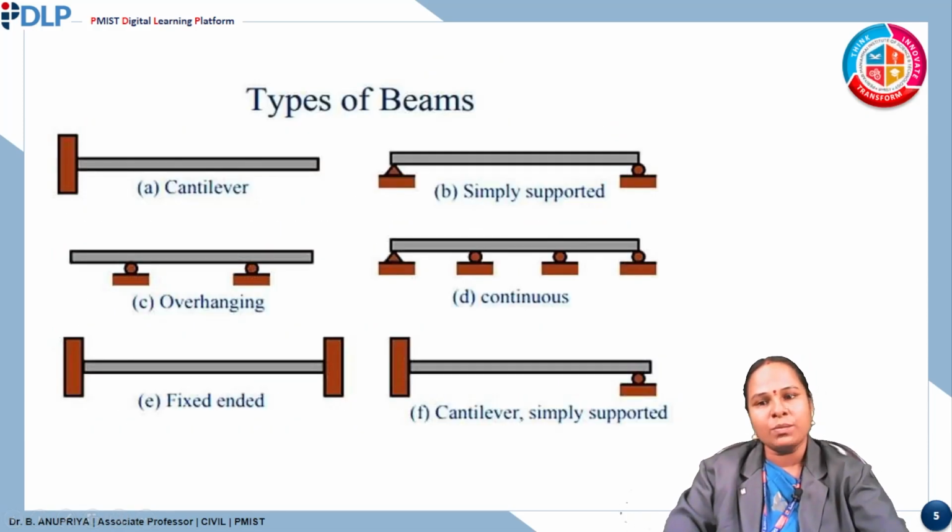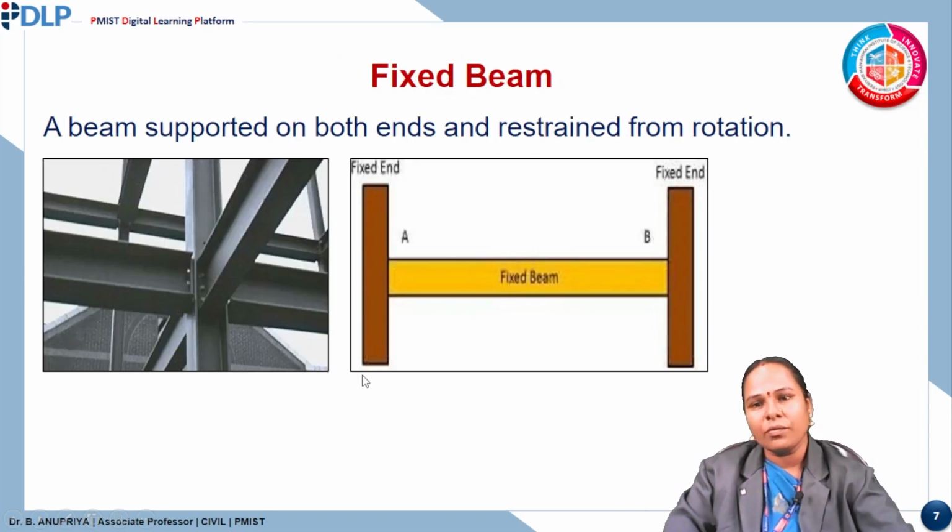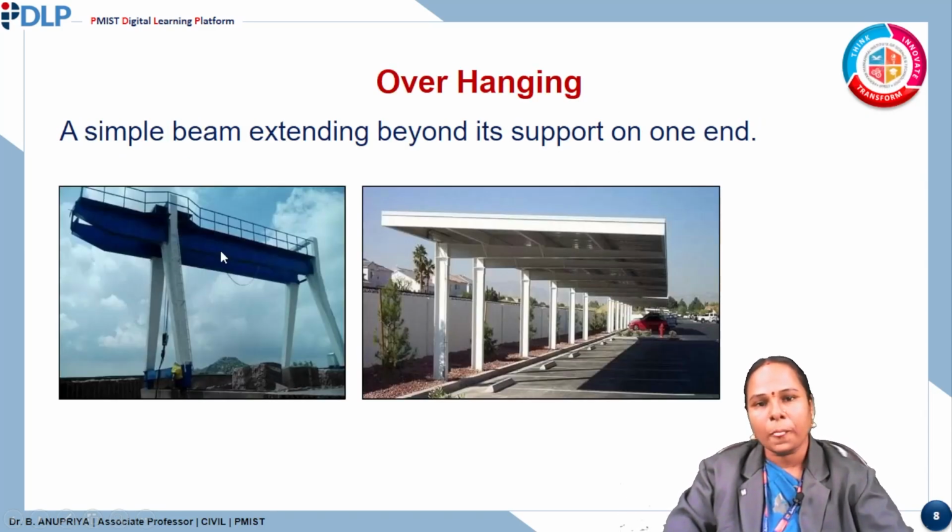These are the different types of beams: cantilever, overhanging, fixed, simply supported, continuous, and cantilever with a simply supported. A simply supported beam is a type of beam which is free to rotate and has no moment of resistance. The picture represents the simply supported beam. Next is a fixed beam. Both the ends are fixed and restrained, with no rotation. The figure represents a fixed beam.